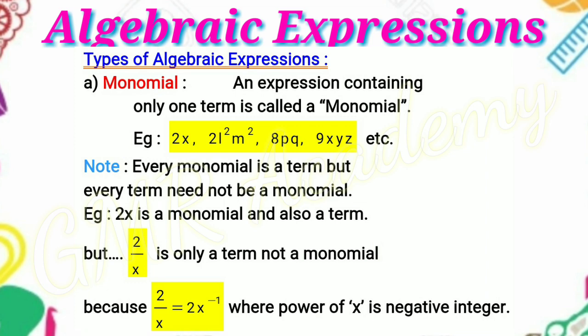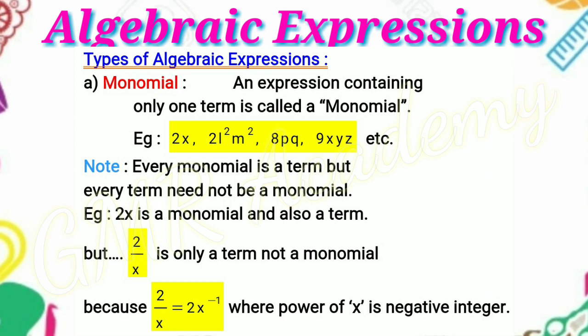L and m are two variables. In between we are using a multiplicative sign. This is also treated as a single term. So 8pq is also a monomial. 9xyz is also a monomial.